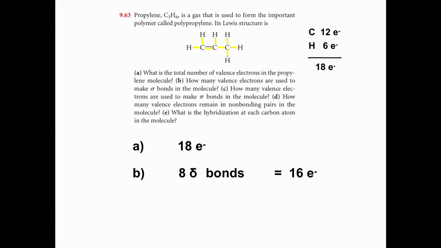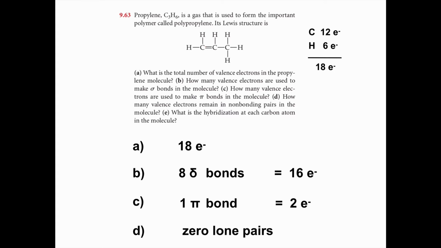C, how many valence electrons are used to make the pi bonds in this molecule? Double bond is 1 part sigma bond, 1 part pi bond. So 2 electrons account for that true double bond between carbon number 1 and carbon number 2. D, how many valence electrons remain in non-bonding pairs in the molecule? Well, this one has no lone pairs.